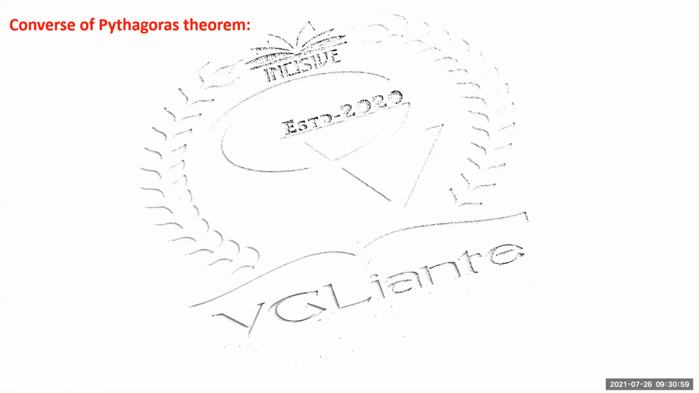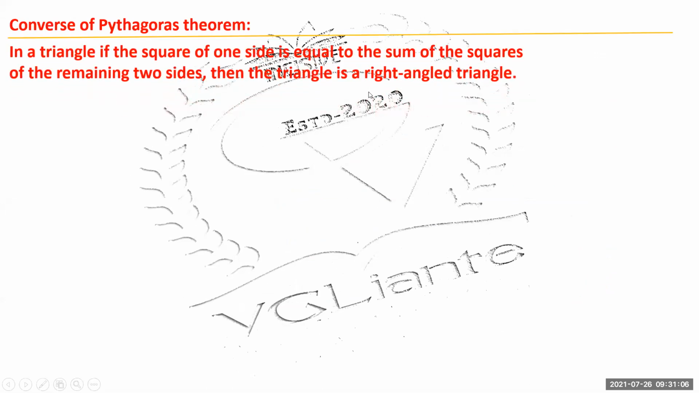Converse of Pythagoras theorem. In a triangle, if the square of one side is equal to the sum of the squares of the remaining two sides, then the triangle is a right angled triangle.